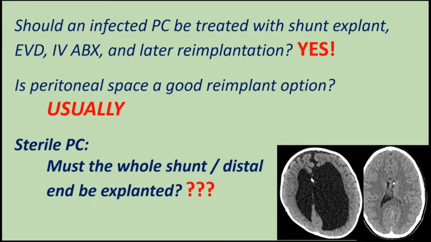Is the peritoneal space a good reimplant option? It usually is. You haven't burned a bridge just by having had a pseudocyst form. Once it resolves and it's treated, most of the time you can put the shunt back in the peritoneal space, especially for young children, but for most people that's still a better option than putting it somewhere else, like in the atrium or gallbladder or pleura.